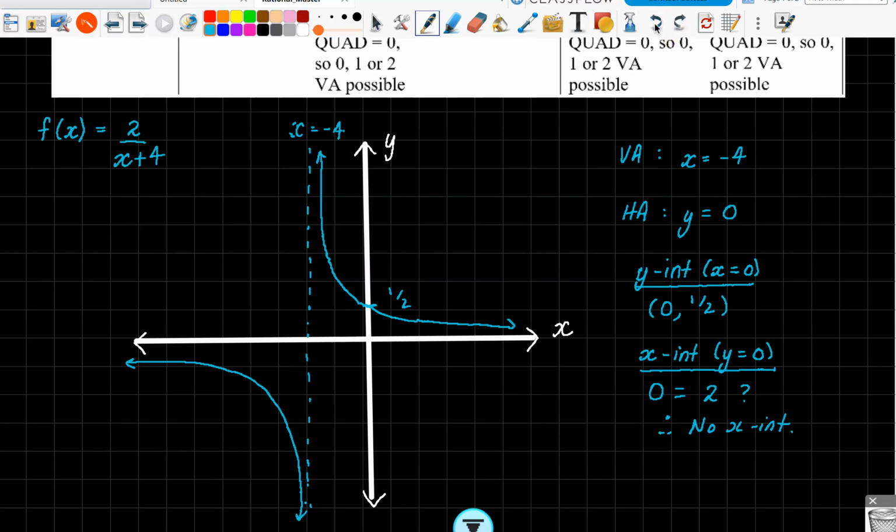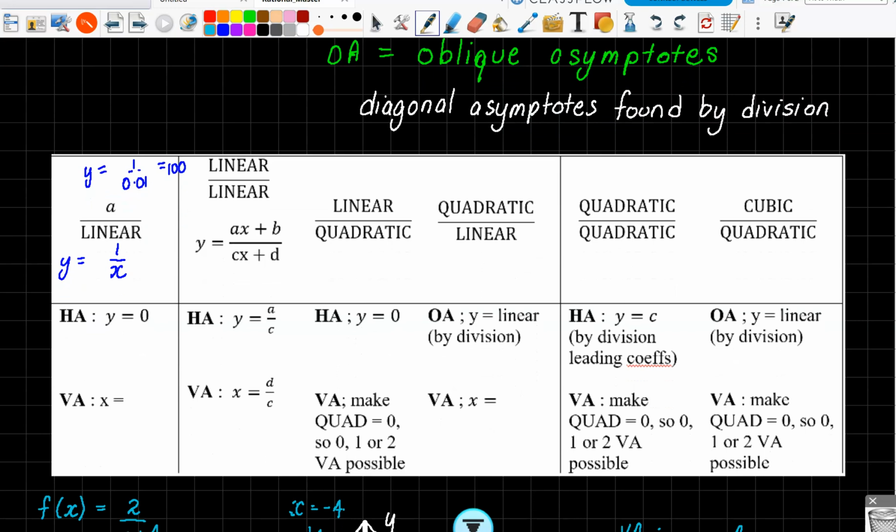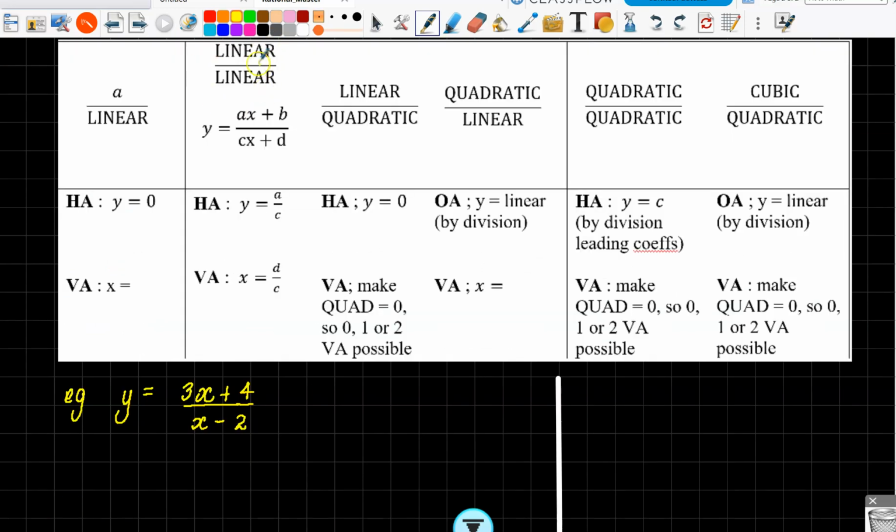Okay, so we'll do another one looking at the next type of function when we've got linear on linear. So now we're going to look at linear on a linear.